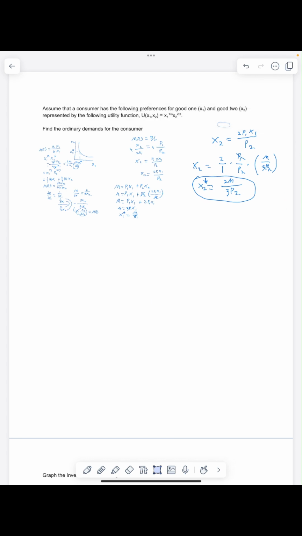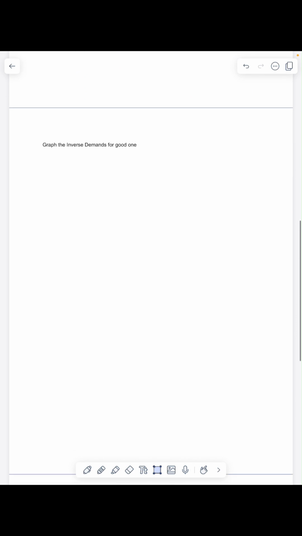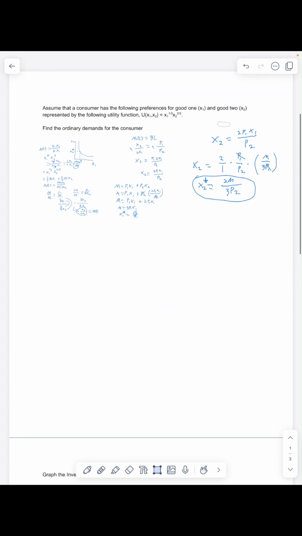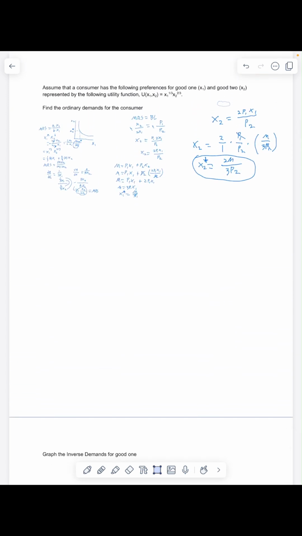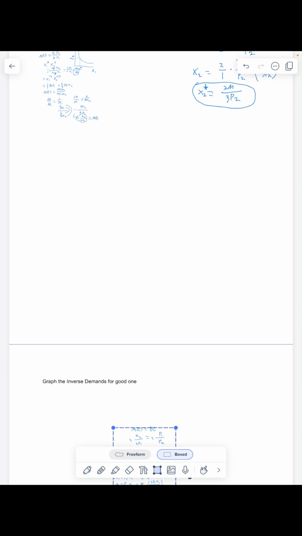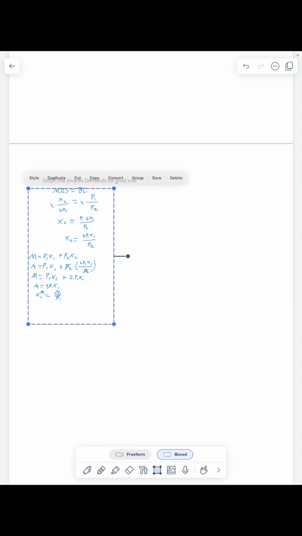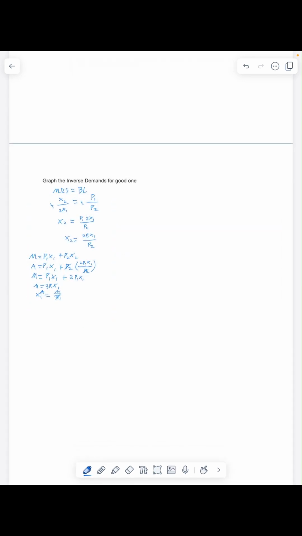So with this, there are a lot of other things that we could be asked to do, for example, graphing the inverse demands. In this case, it just wants us to do it for good 1. So we're going to pull back up our workspace from earlier. Move it down here. So our demand for good 1 here is m over 3p1. When it says inverse demand, that means that we're just plotting it with p1 being on the y-axis and in terms of good 1.